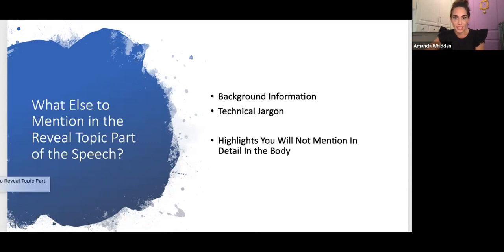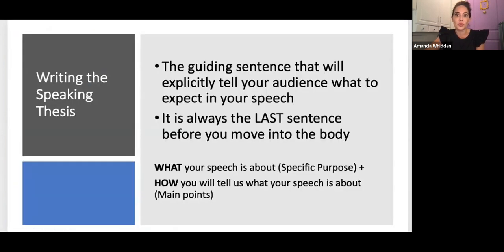We've now established the attention getter. You then have revealed your topic. And the final thing you are going to do is give your thesis statement. The thesis statement is the guiding sentence that explicitly tells your audience what to expect in your speech.